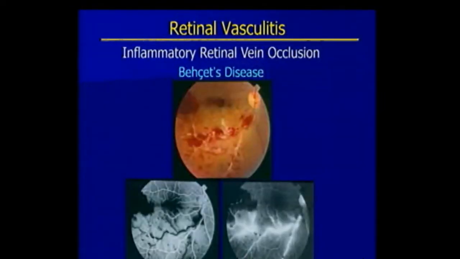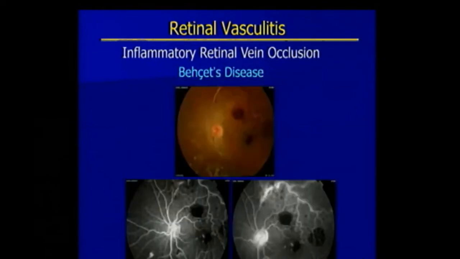And this is another example, as I showed you before, of inflammatory branch vein occlusion because of the vascular sheathing. And this is another example of inflammatory vein occlusion. What do you see here?